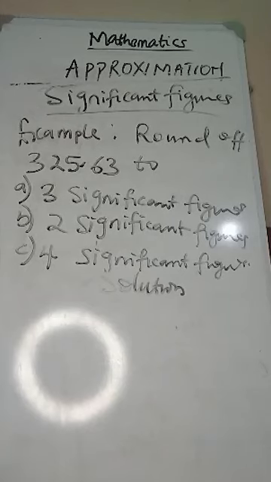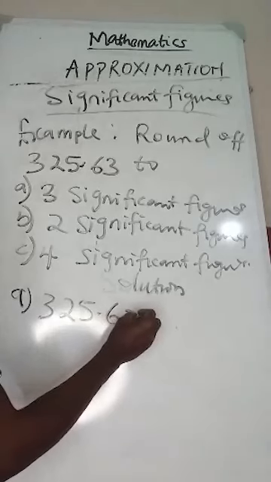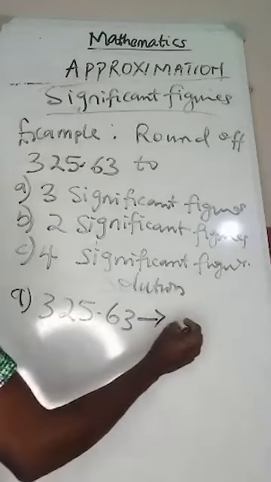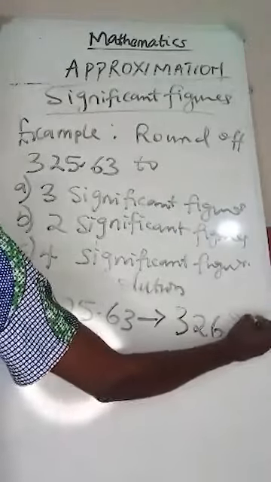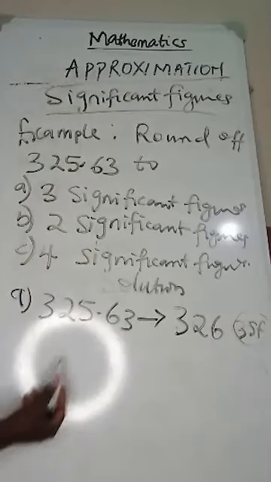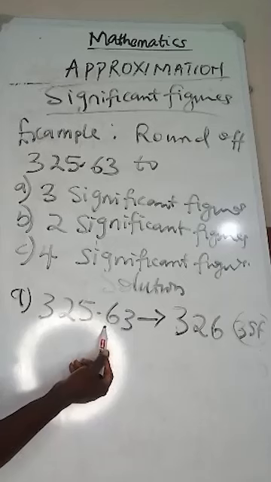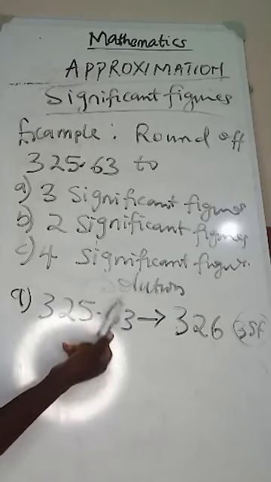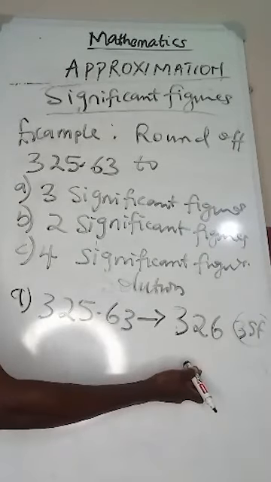Here is the solution to the above problem. A, 325.63 to three significant figures becomes 326. How it became 326 is that 6 is above 4, so we round it off. We are aware that when a number is up to 5 and above, we round it up by 1. We rounded the 6 up by 1 because it's close to 5. After the decimal, we added it to the 5, and it becomes 6. So this to three significant figures becomes this.